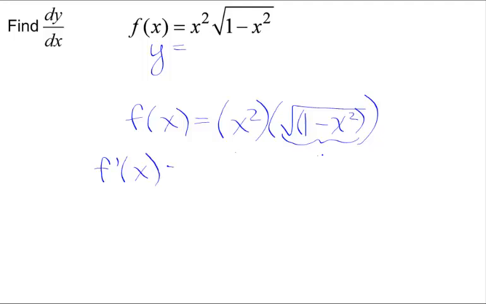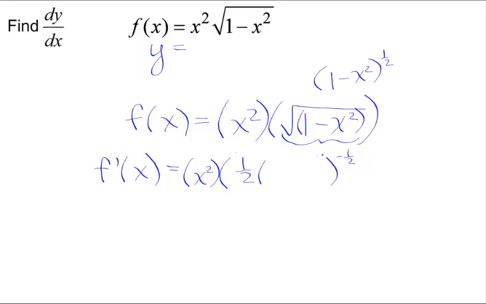So f prime of x is 1 d2. Now it might be easier for me to write that as a power term. I can find the derivative easier. The derivative of the outside, power pops down front, reduce the power by 1.